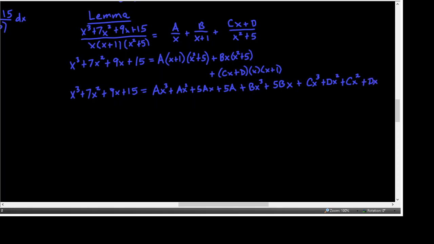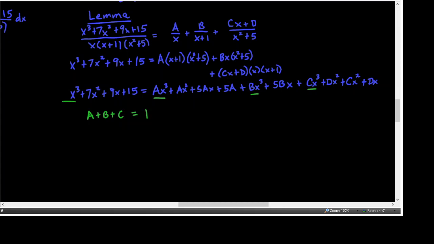So let me double check, make sure I got everything right. Well, it sure is bad to go forward at this stage if you've made a mistake. Okay, I think everything looks good. So here we go. Let's start with the x cubed terms. A plus b plus c has to equal the coefficient of x cubed on the left, which is 1.